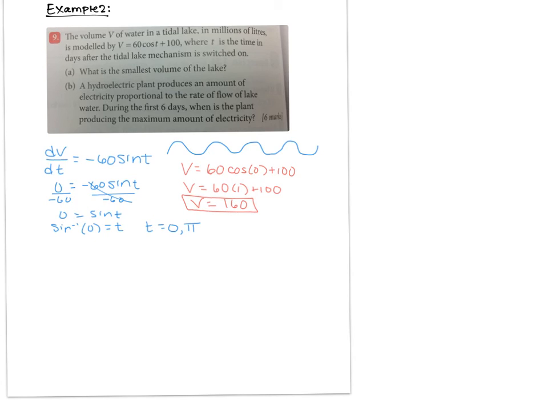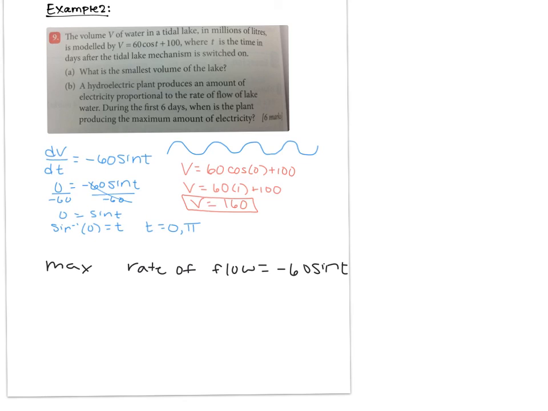So in this example, what we're really trying to find is the maximum of this new function that represents rate of flow. When I say new function, I'm talking about that first derivative, negative 60 sine of t. The highest electricity is going to happen when it has the highest rate of flow, which is the first derivative. So we're trying to maximize that function, and find the maximum value of negative 60 sine of t.